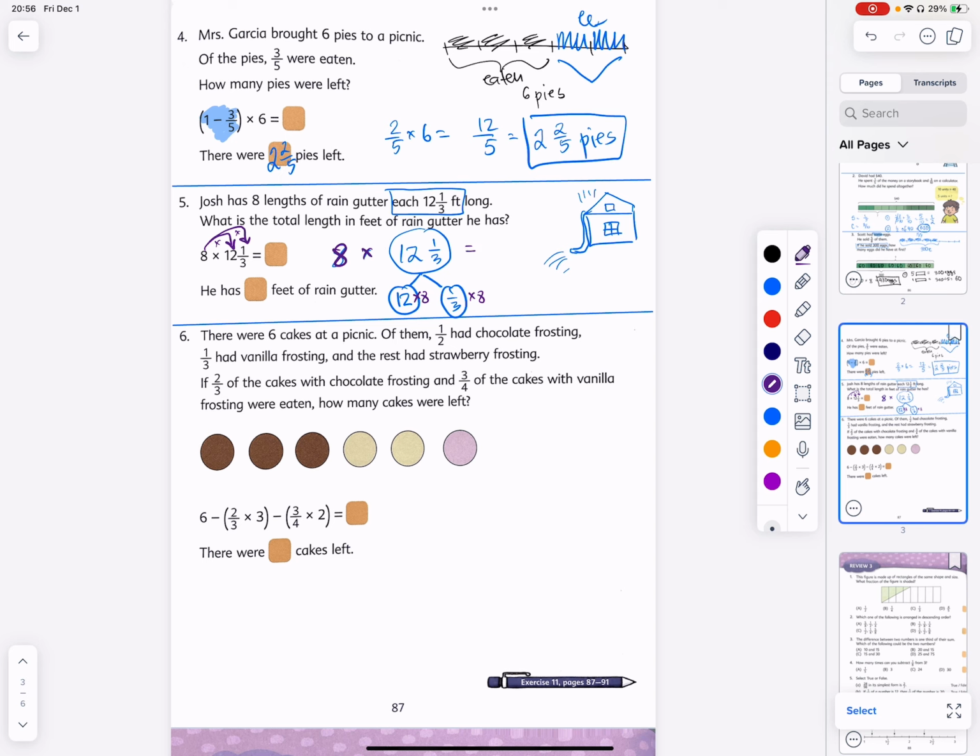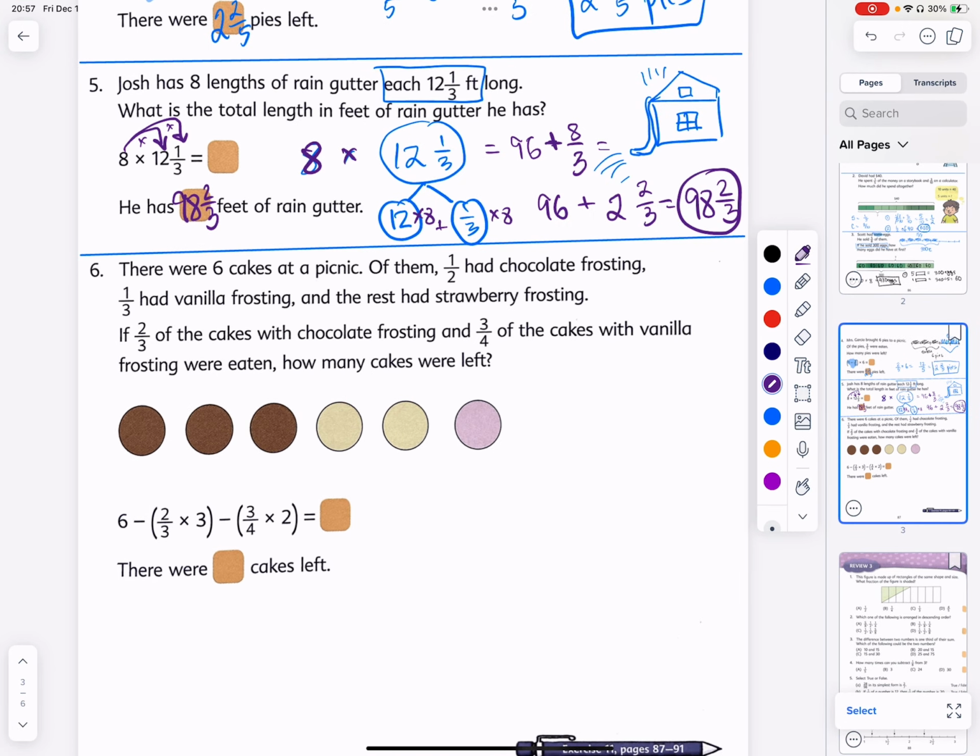My friends, 12 times 8 gives us 96, and 1/3 times 8 gives you plus, of course, because we need to put this together, 8/3. All together, let's simplify. 96 plus 2 and 2/3 gives us 98 and 2/3. And the answer is 98 and 2/3 feet. Now, the final question, let me make it.